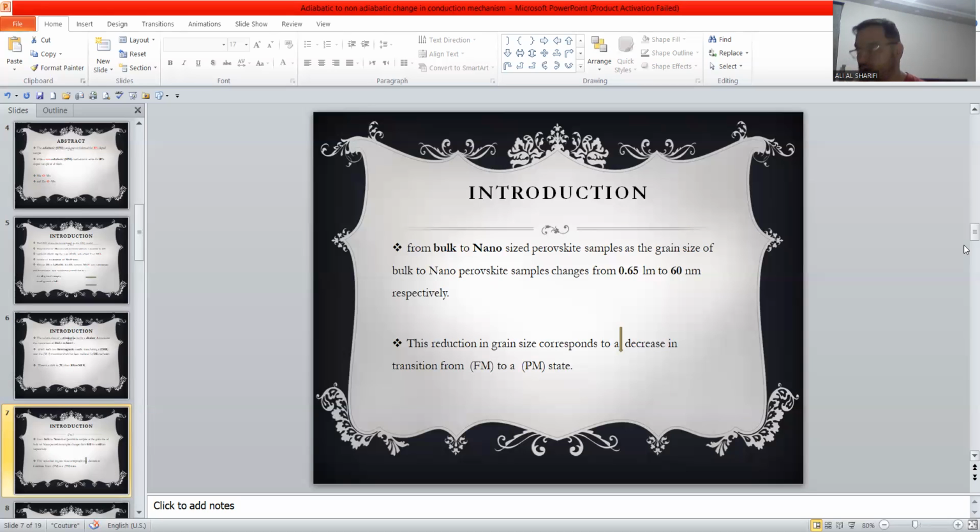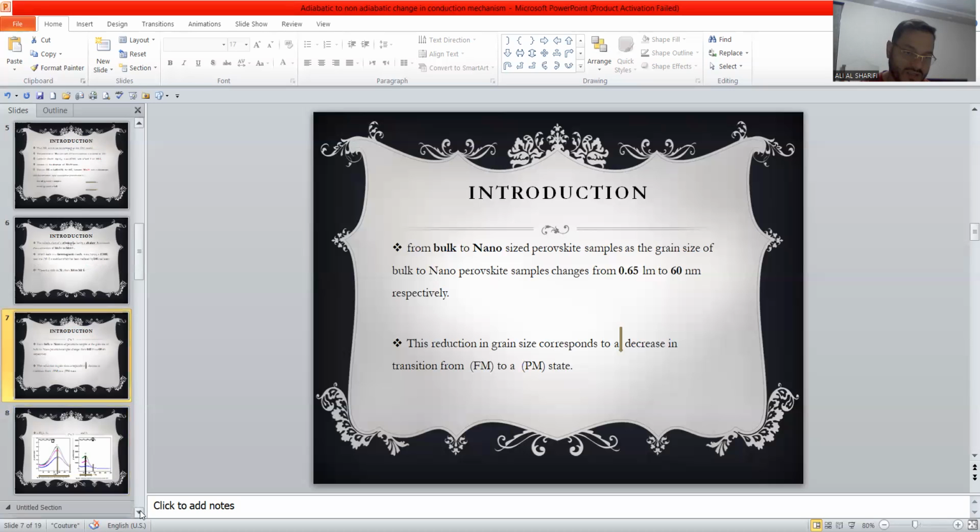Suddenly, now we say the sample shape is changed from bulk to nano size perovskite. Why? Because here we have some reduction in grain size corresponding, why, to a decrease in the transition from ferromagnetic to paramagnetic. Here, the characteristic is changed from ferromagnetic to non-ferromagnetic after the sample shape is changed from bulk to nano size perovskite.